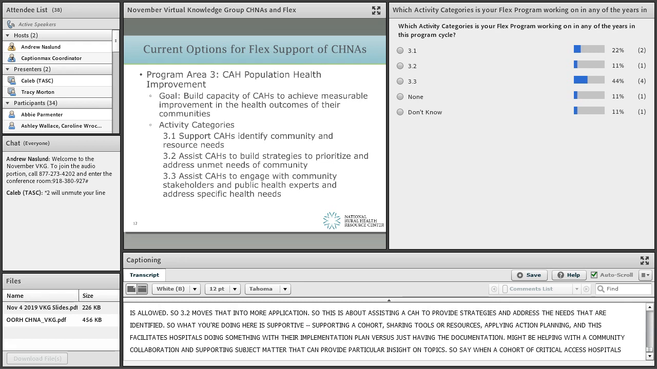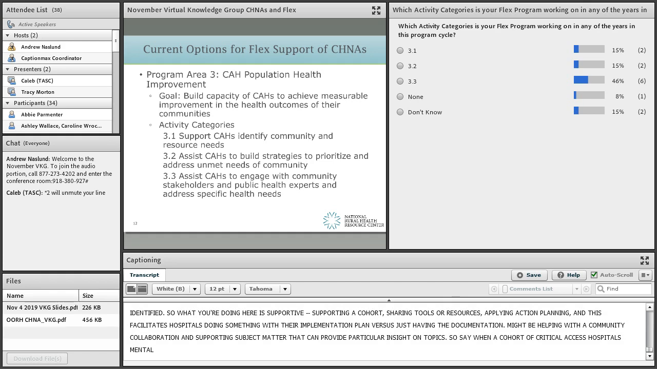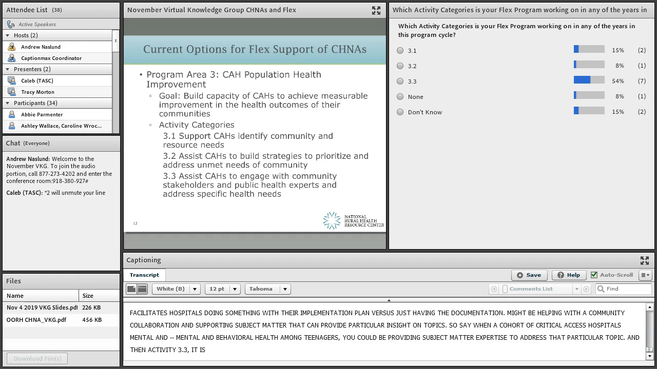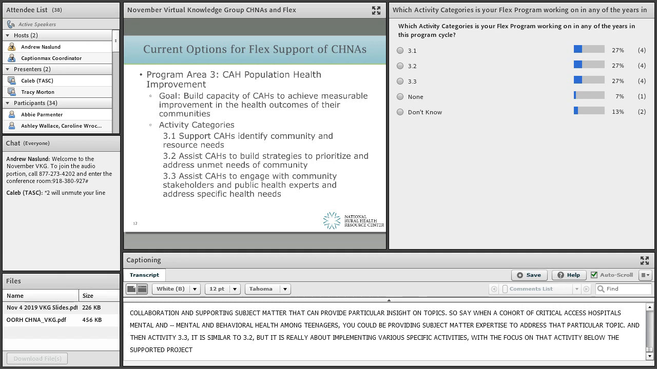So activity 3.2 then kind of moves that into more application. So this is about assisting the CAHs to build strategies to then prioritize and address those needs that are identified. So what you are doing here is maybe supporting a cohort, you're sharing tools and resources, you're facilitating action planning.